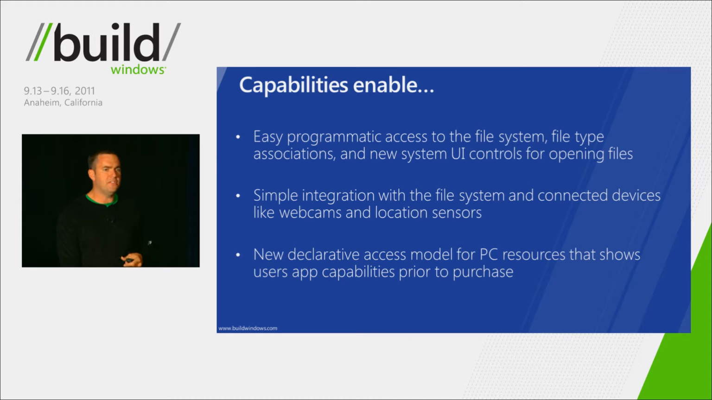So capabilities enable you to access the parts of the file system that aren't available by default, such as the pictures library or the documents library. They also enable you to make use of webcams, the GPS sensors, microphones, and other devices that are connected to the user's system.